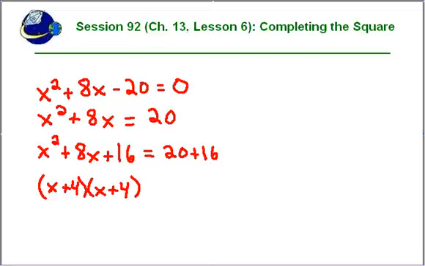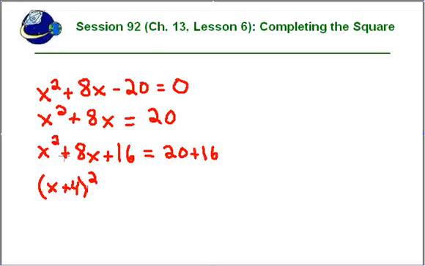Now I could write it out like that, as I've just done. But for this strategy, it's actually a little bit more helpful to not write it out that way, but rather to just go ahead and write the exponent right outside of that parentheses. Because remember, x plus 4 times x plus 4 is the same thing as x plus 4 squared.